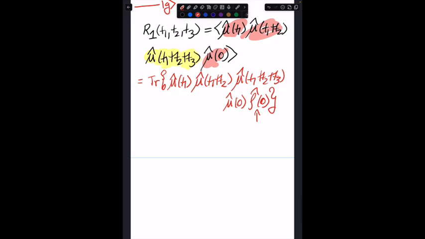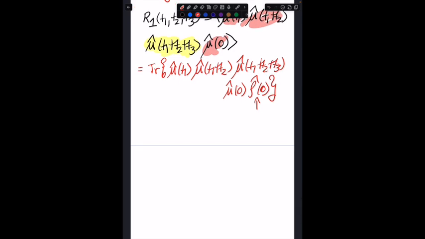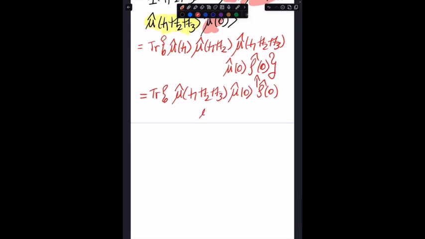So what you would want to do now is to think about the invariance of the trace to cyclic permutations, and when you do that, you get this expression: mu hat t3, t1 plus t2 plus t3, mu hat 0 rho 0 mu hat t1 and mu hat T1 plus T2.